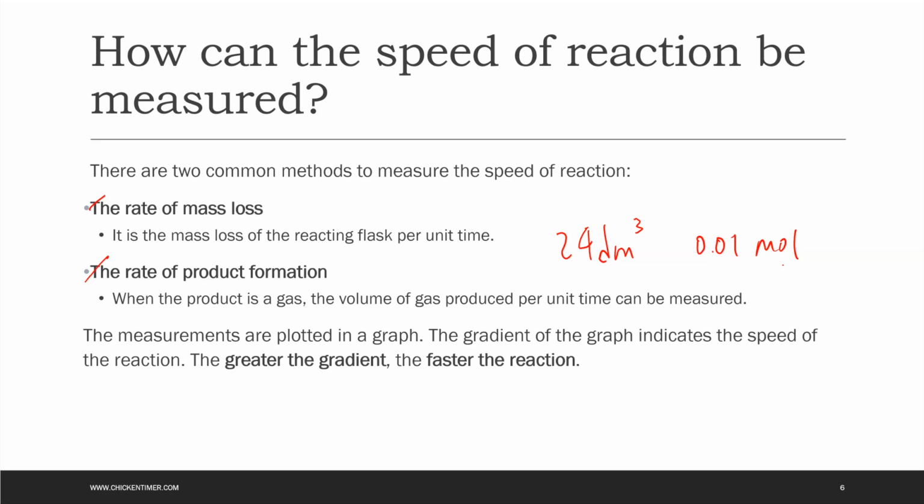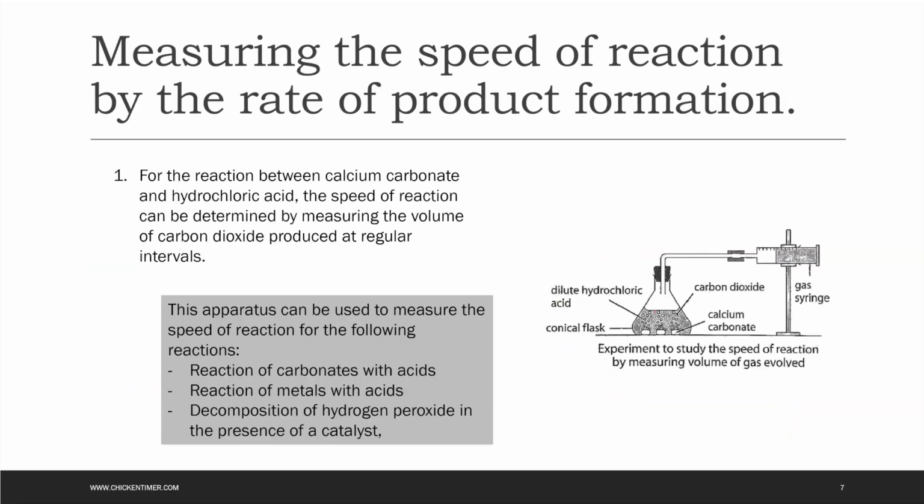So in this case, they will have the first 2 graphs that you saw just now, the graph that is like this, and the graph that is like this. You will plot all these measurements into graphs like this. If you want to know how fast the reaction is, you measure the gradient. If the gradient is steep, then it's a fast reaction. If the gradient is not very steep, then it's a slow reaction. This is the rate of product formation.